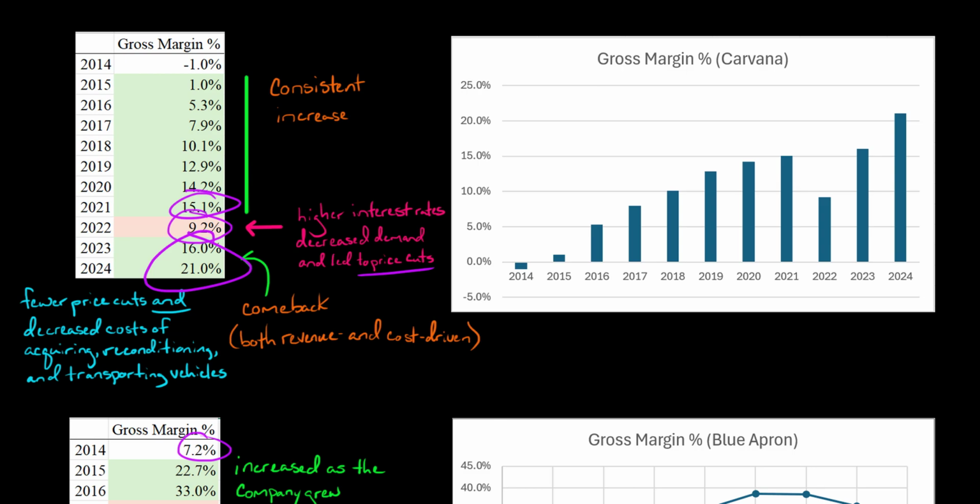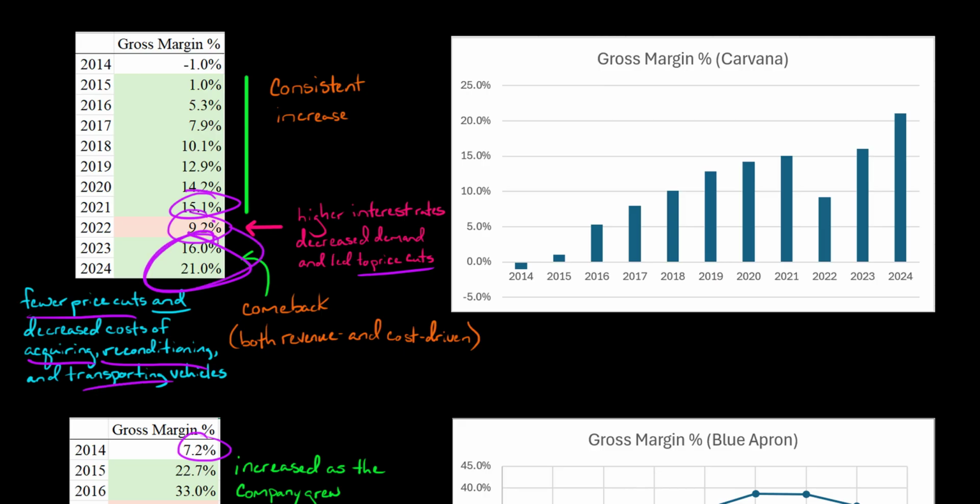But then the comeback was both revenue and cost-driven. They tell you in the MD&A they did fewer price cuts. That was one reason the gross margin percentage was higher in 2023 and 2024. Fewer price cuts compared to 2022, and decreased costs of acquiring vehicles, reconditioning them, transporting them.